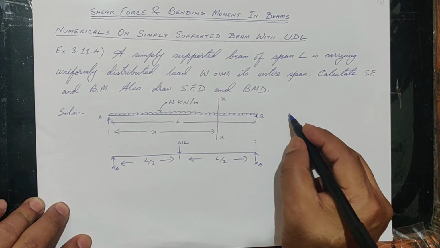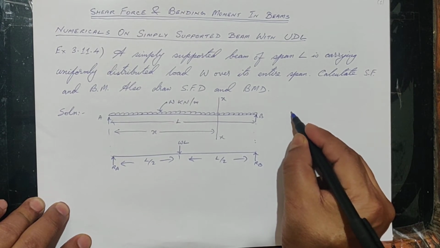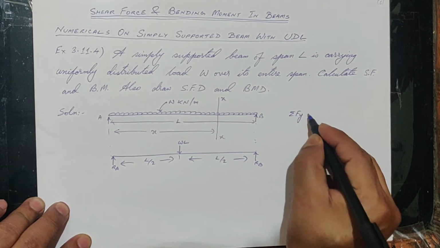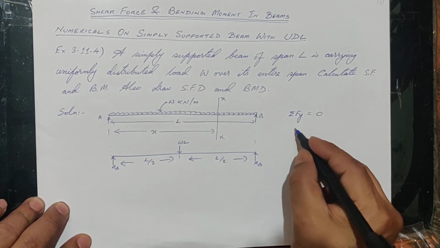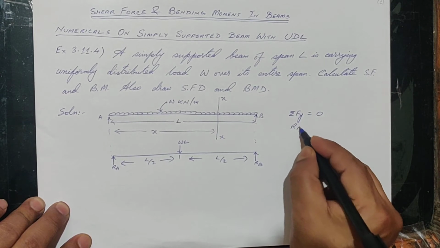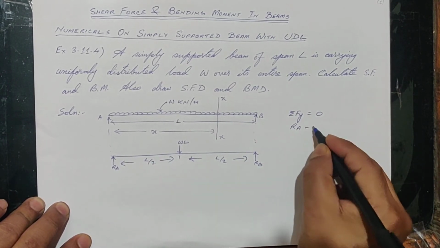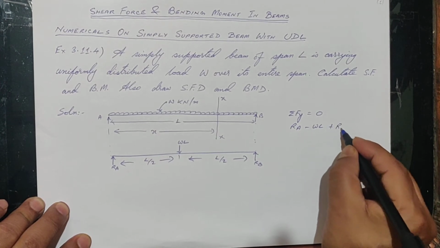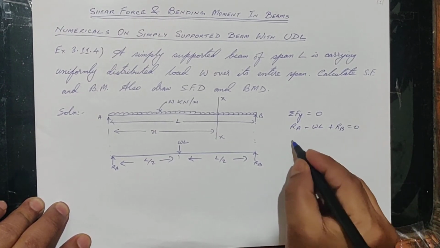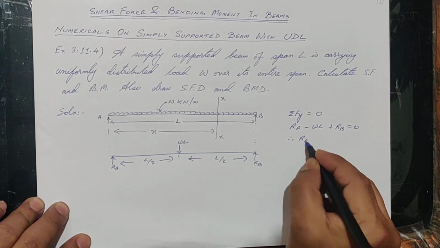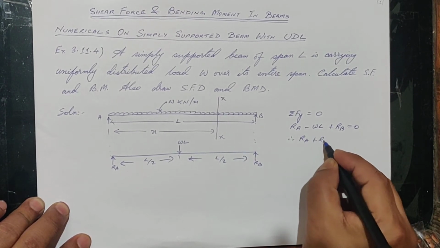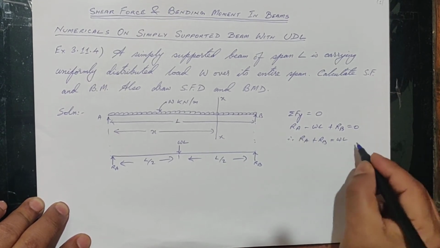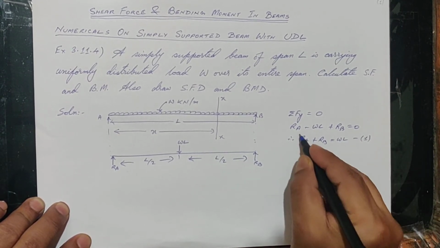Okay, now let us calculate the summation of Fy. Summation of Fy is equal to 0. So that is RA minus WL plus RB is equal to 0. So we can write RA plus RB is equal to WL. So this is equation 1.